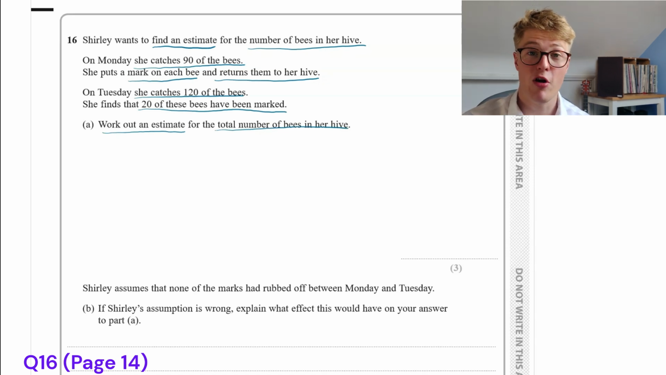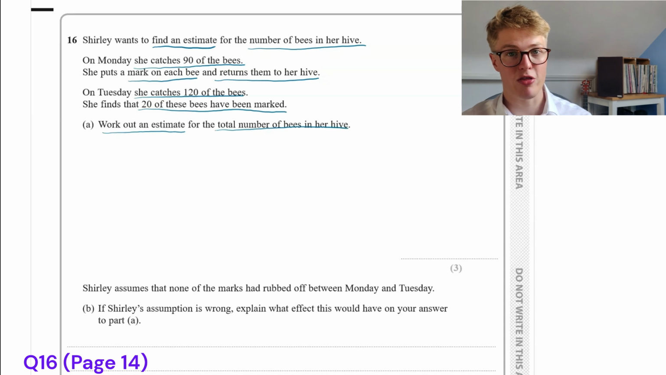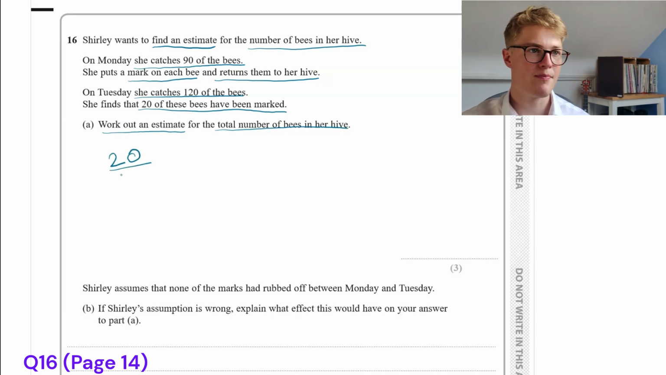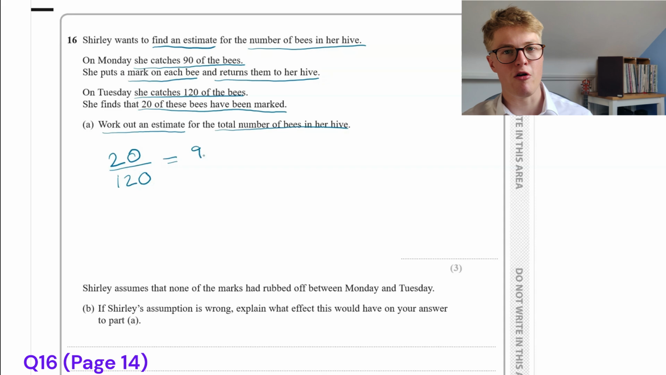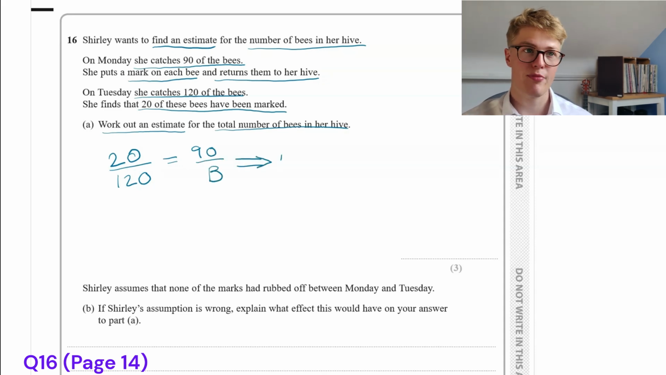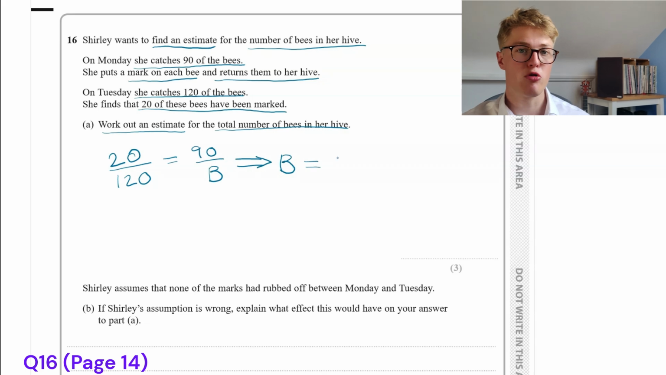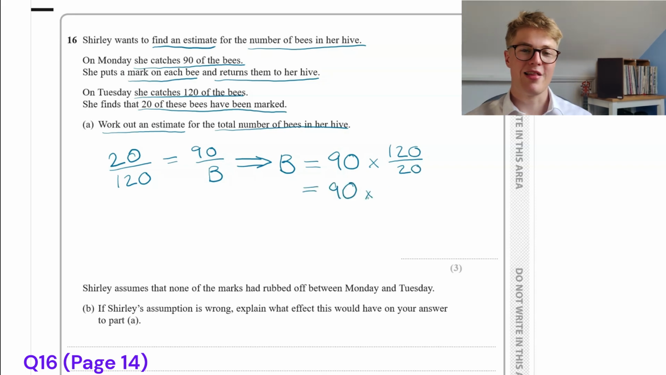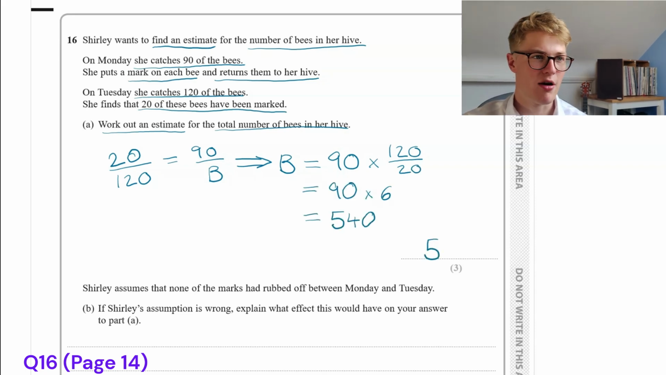So we have 20 over 120 which have been marked versus total that have been taken on the Tuesday. This is equal to 90 over B because we have the 90 bees she's caught from the whole sample and marked. Therefore B, the total population of the bees, is going to be 90 times 120 over 20, which is 90 times 6, which is therefore 540 as our final answer.